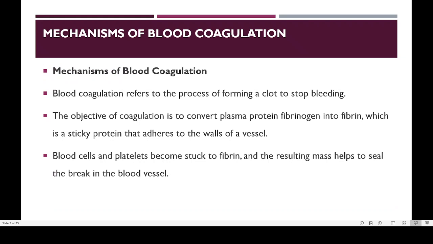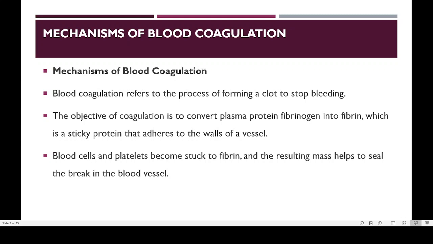So we start with the circulation, and today we will be dealing with what is blood coagulation and what is the mechanism of blood coagulation. Basically, coagulation or blood clotting refers to the process by which the blood will be forming a fibrin thread work.